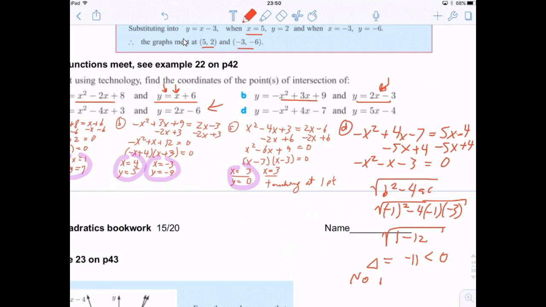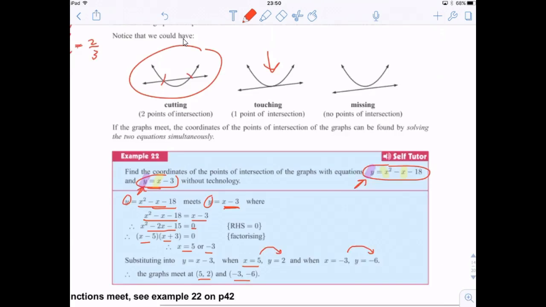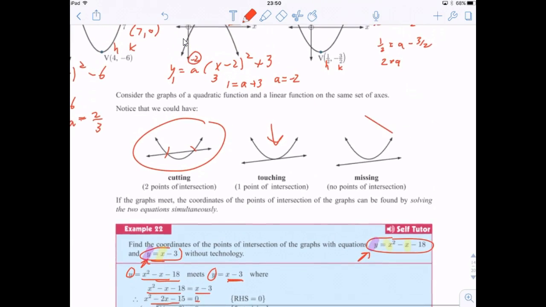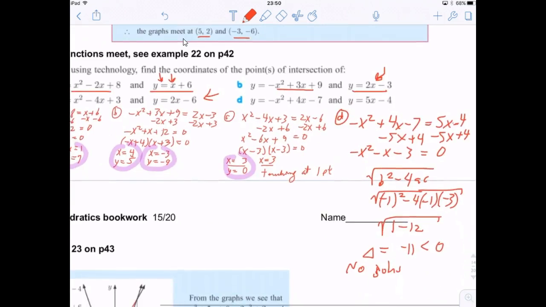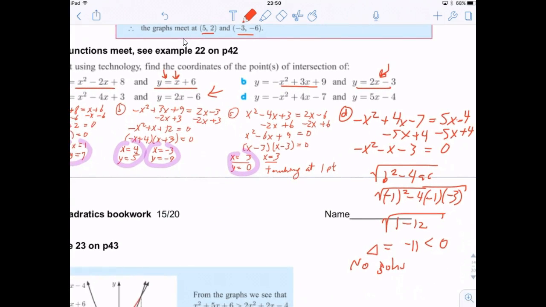So we know now that there are no solutions. So that means it's this case here where the quadratic and the line don't touch each other. So no solutions, no intersections. Okay? And now we're done with this section.